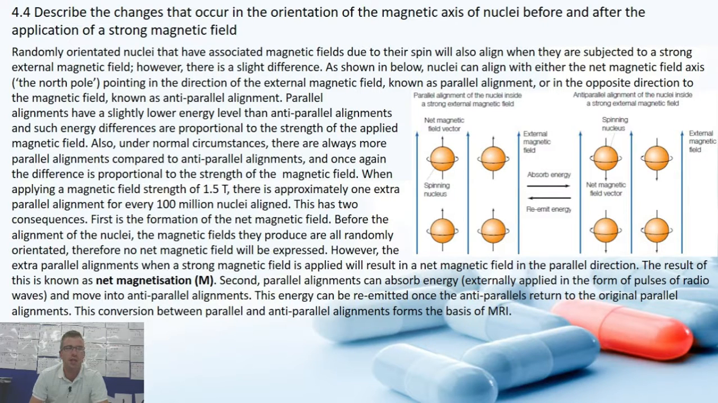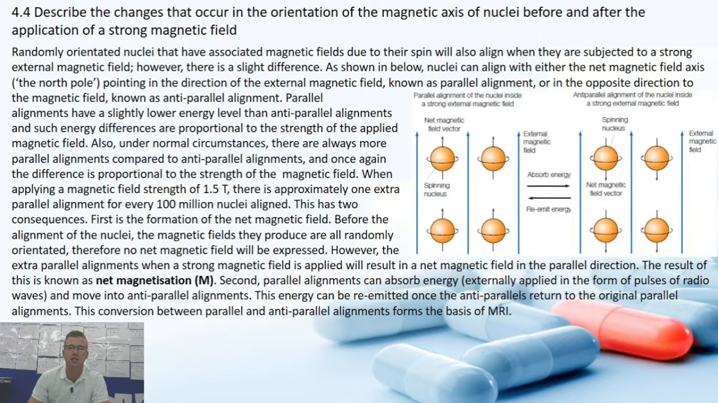So looking at hydrogen in particular, these alignments will either be parallel or anti-parallel, and this is determined by the magnetic field that is applied to this substance or body. Under normal circumstances, there are always more parallel alignments compared to anti-parallel alignments. And once again, the difference depends on the magnetic field strength. With a magnetic field strength of typically 1.5 Teslas, there will be one extra parallel alignment for every 100 million nuclei aligned.